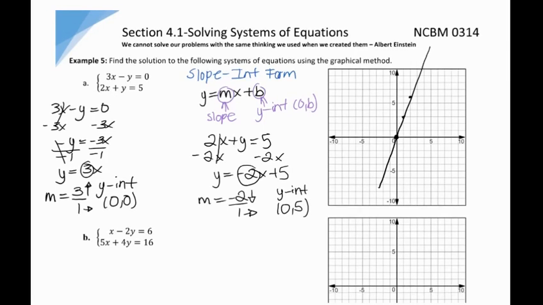The first thing we do is graph the y-intercept, which is 0, comma 5. So right here, 0, comma 5. And then we move 2 down and 1 to the right. 1, 2, and 1 to the right. And then we connect the points to make a line.